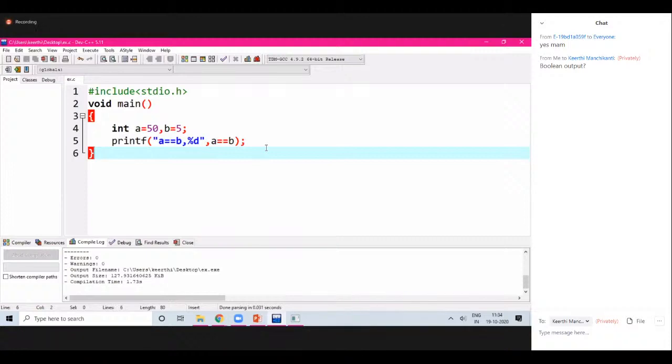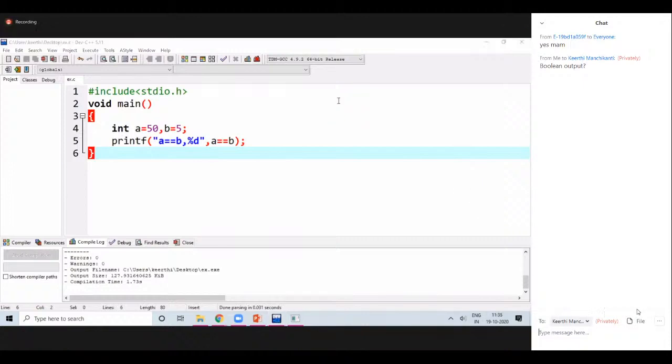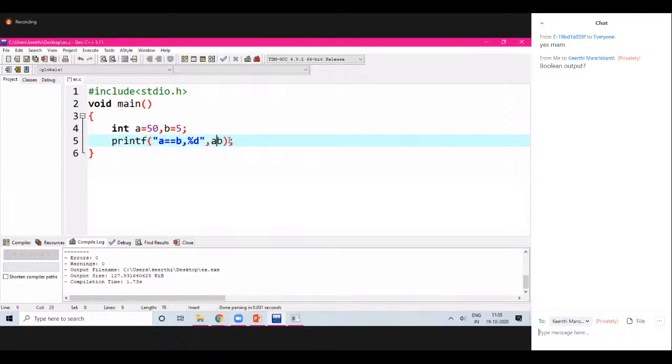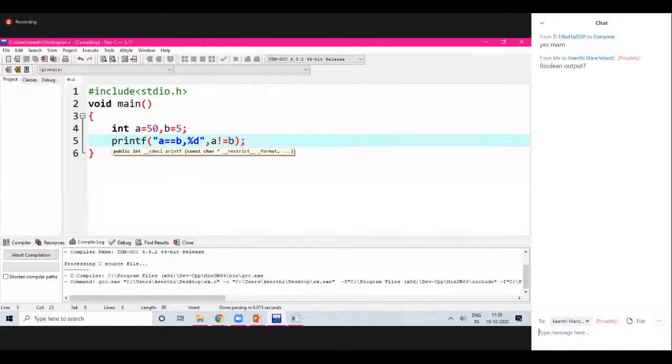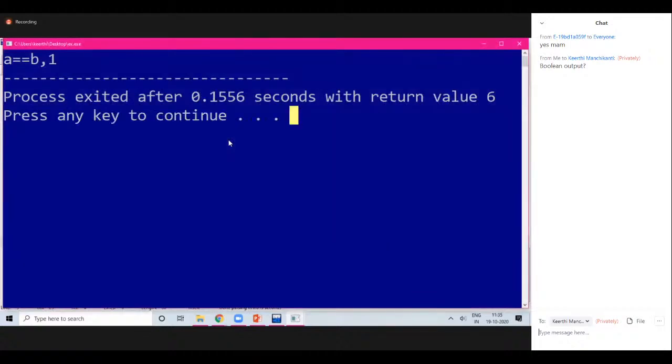Someone is asking a doubt. Boolean output? Yes, obviously you'll get Boolean output, 1 and 0. Exactly. Obviously your machine returns that, right? Let's see whether A not equal to B is working here. Should work. Yes, this is true.